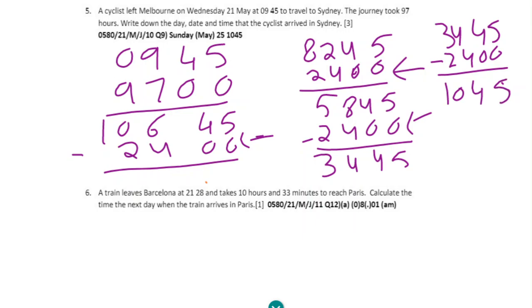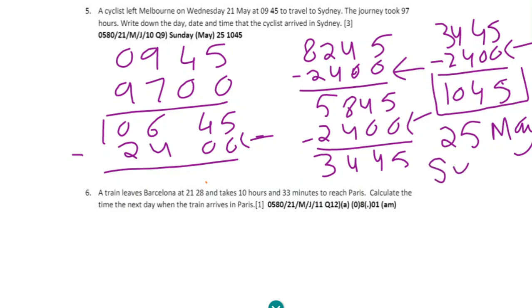So we can't subtract 24 hours any further, so we subtracted 24 hours 4 times. So that means we've gone 4 days ahead. So this is the time he will reach Sydney, and 21 May will change into 25th May, 21 plus 4, and Wednesday will change into Sunday, plus 4 days. So this is the answer.